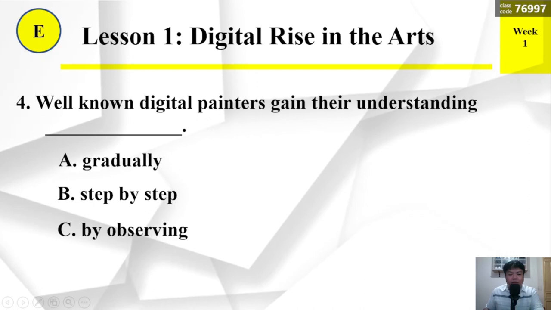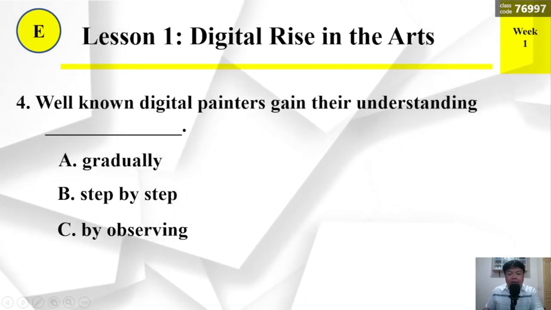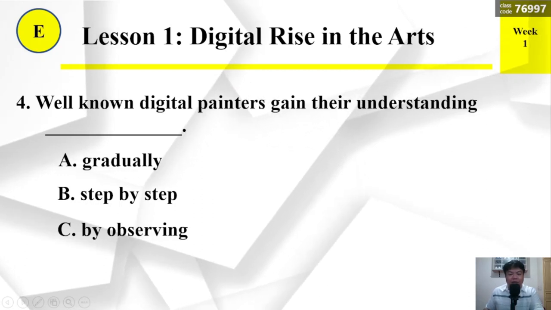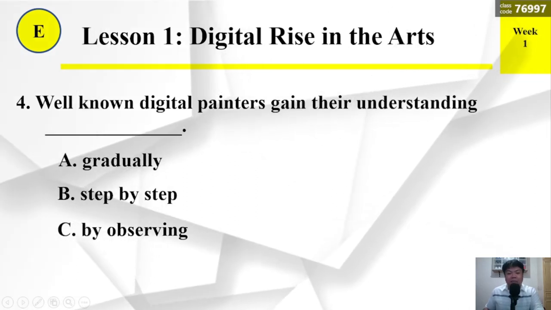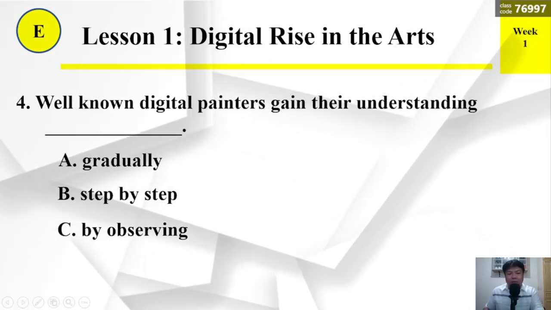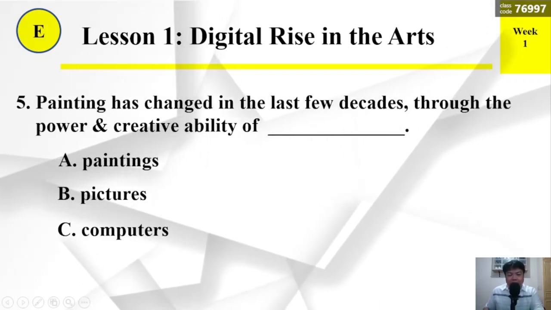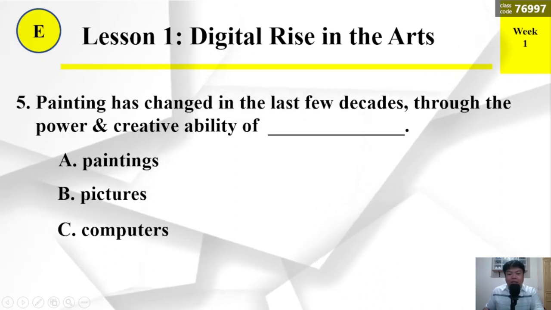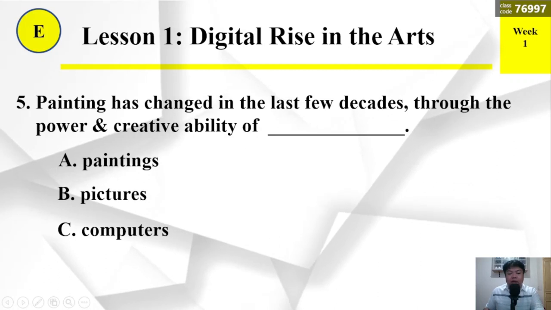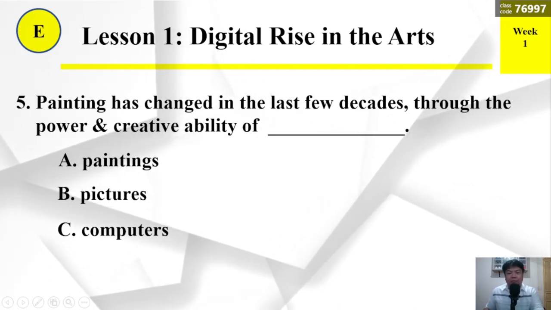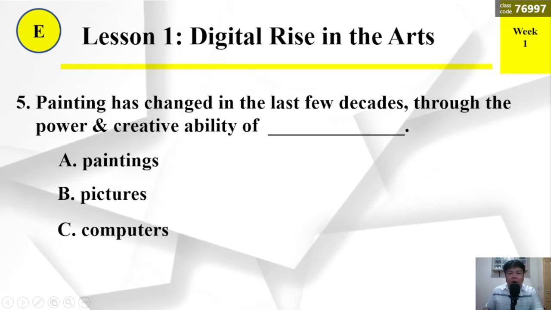Number 4. Well-known digital painters gain their understanding blank. A. Gradually. B. Step by step. Letter C. By observing. Number 5. Painting has changed in the last few decades through the power and creative ability of blank. A. Paintings. B. Pictures. Or C. Computers.